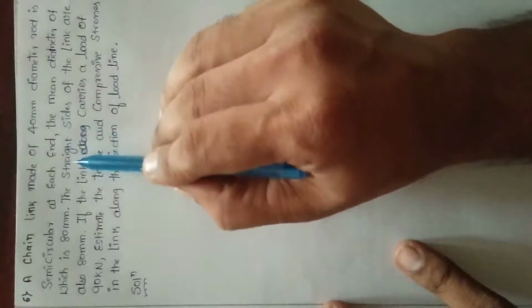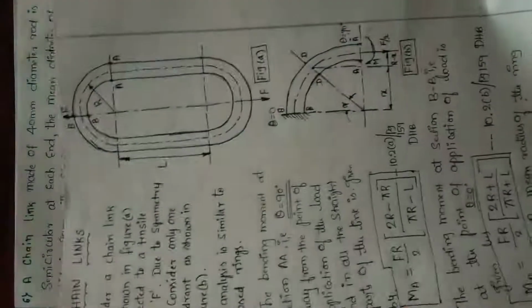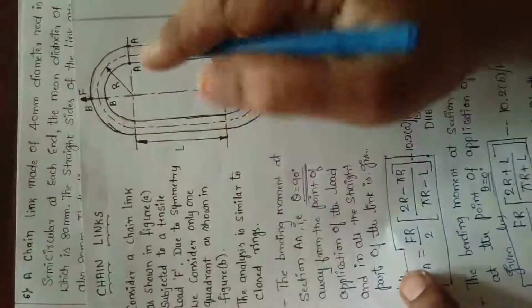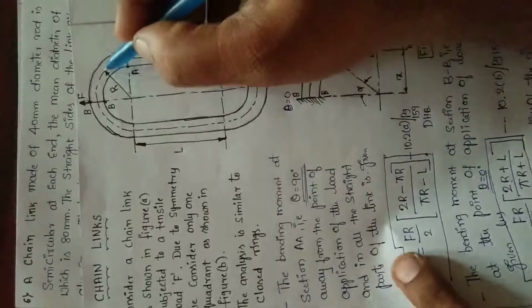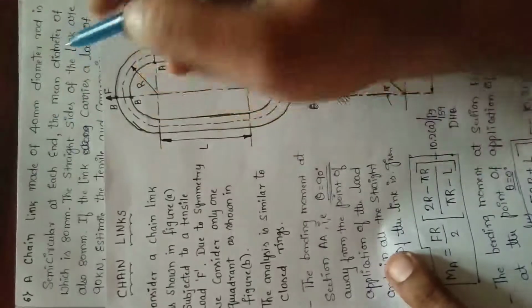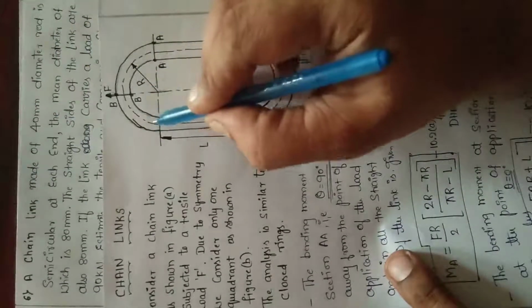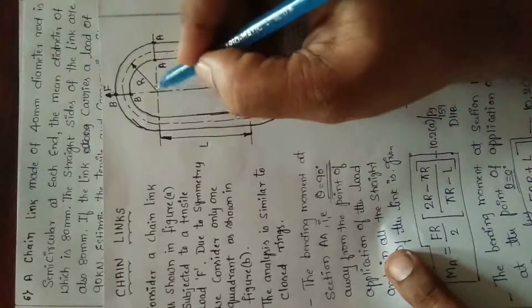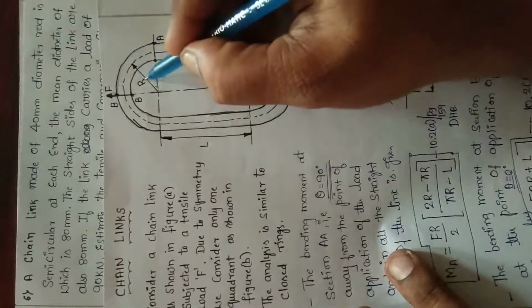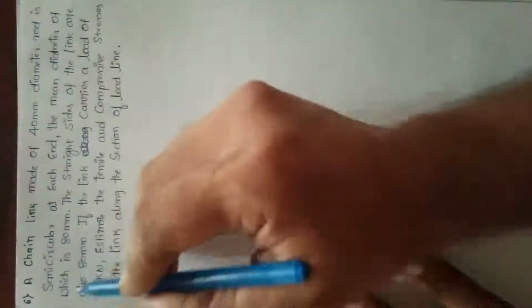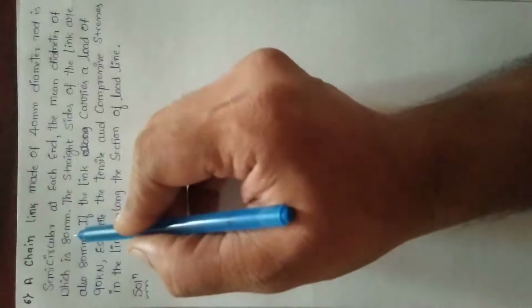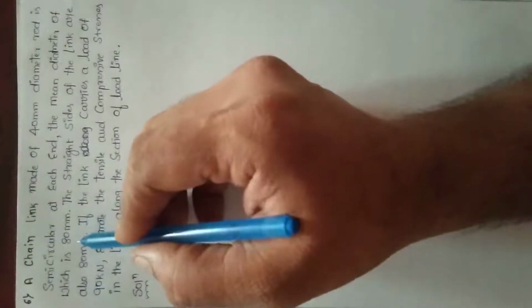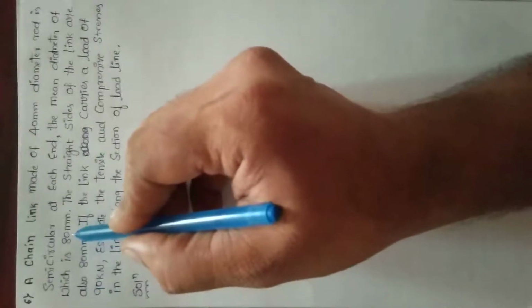So here the mean radius is what? 80 mm. So this is the mean radius we have, but what he has given is the mean diameter. So if the mean diameter is 80, what will be the radius R? Radius R will be half of the mean diameter. We are considering only the radius R, so R will be 40.